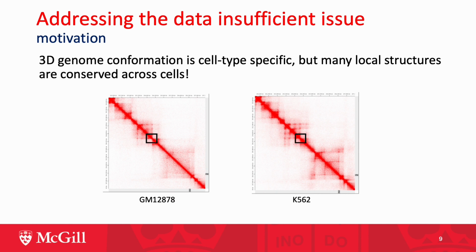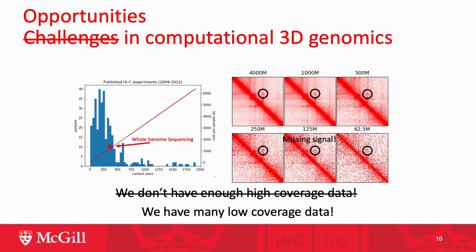Although the 3D genome conformation is cell-type specific, when we pay attention to a small region, we will realize many local structures are conserved across cell types. Here is an example. At this particular location, we can observe the existence of topologically associating domain boundaries in two different cell types. As mentioned, we don't have enough high coverage data, but we have many low coverage data. This indeed creates an opportunity for us to contribute to the contact map enhancement task.